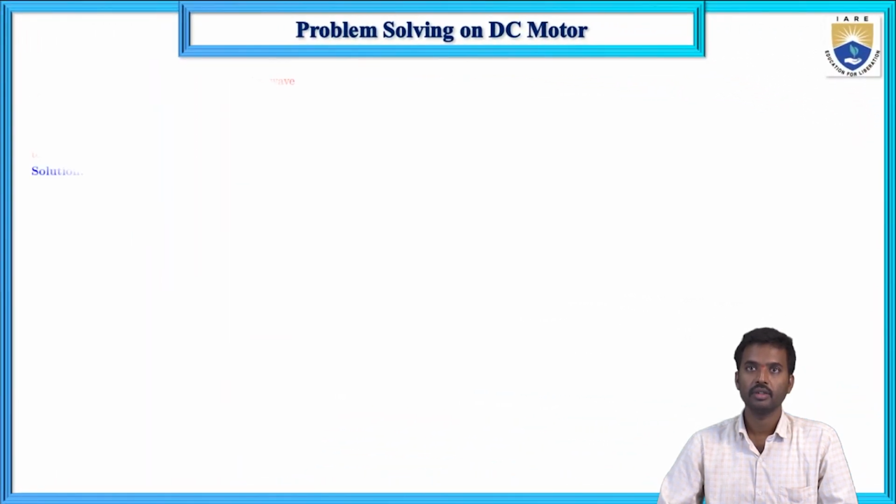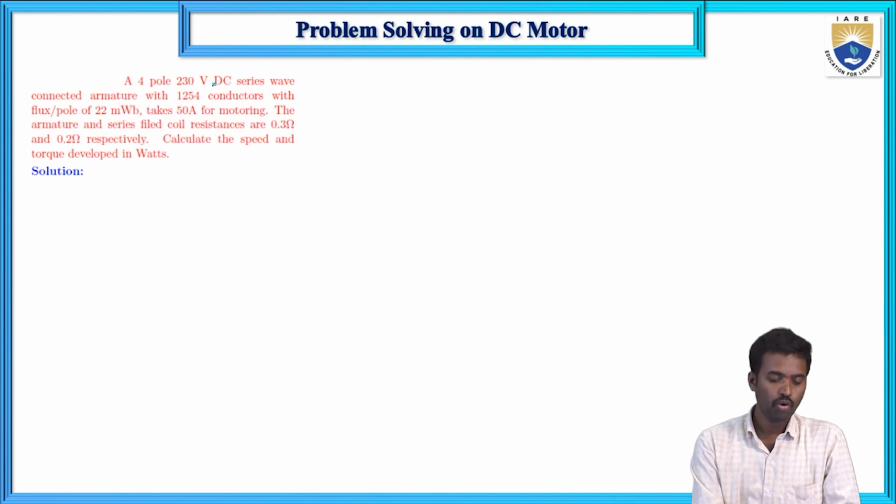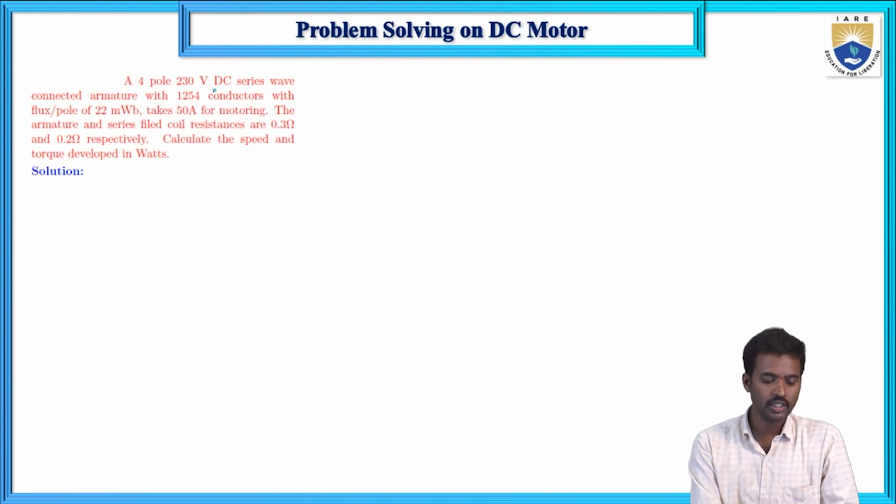Next, a 4-pole 230 volts DC series wave connected armature with 1254 conductors with flux per pole of 22 milliwebers takes 50 amperes for motoring. The armature and series field coil resistance are 0.3 and 0.2 respectively. Calculate the speed and torque developed in watts.